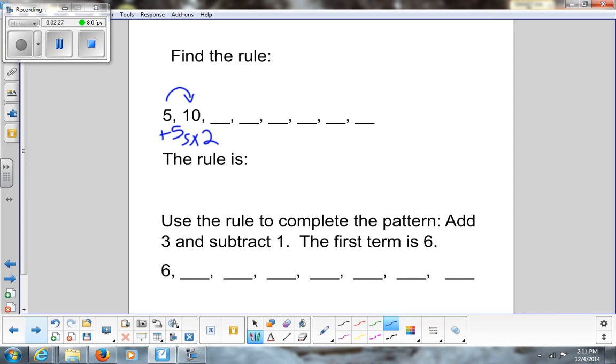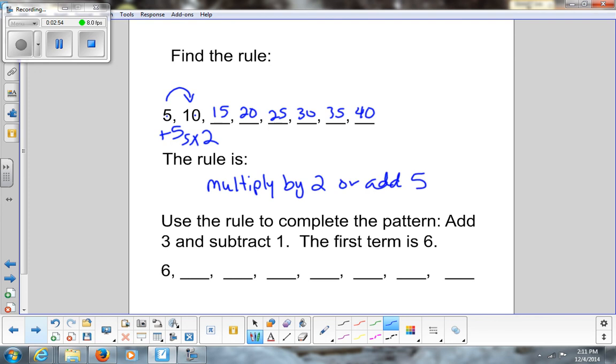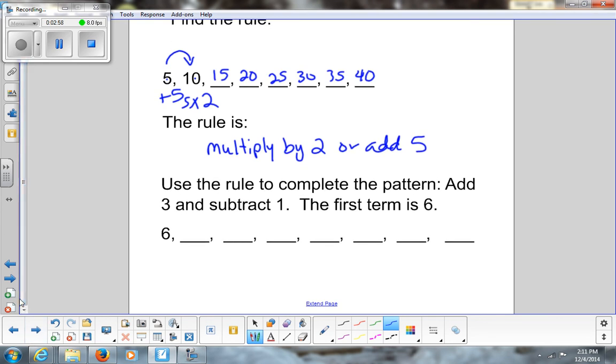So multiplication is just repeated addition, right? So 5 times 1 is 5. 5 times 2 is 10. 5 times 3 is 15. 5 times 4 is 20, 25, 30, 35, and 40. Okay, so the rule is multiply by 2 or add 5. Okay, either one is the answer. All right, and we're going to use this rule to complete the pattern.